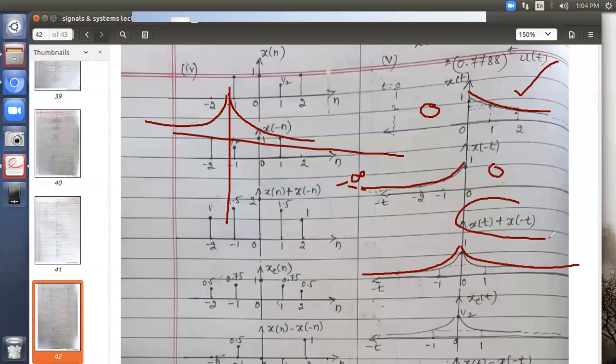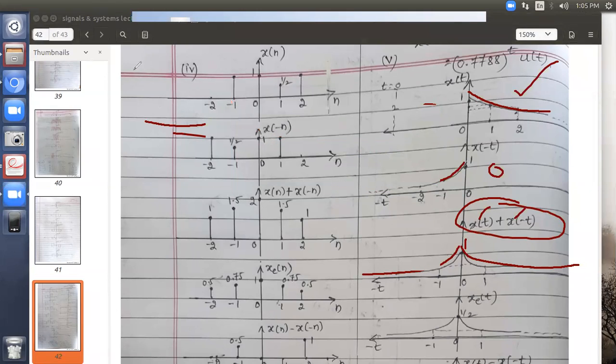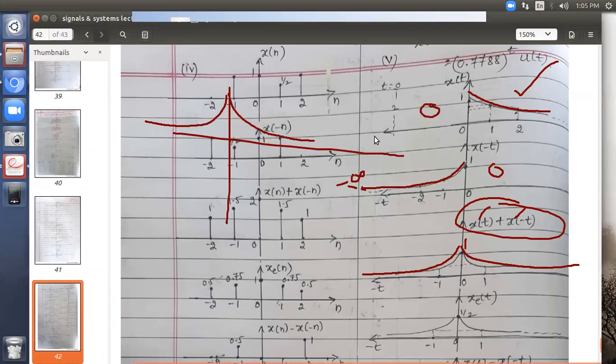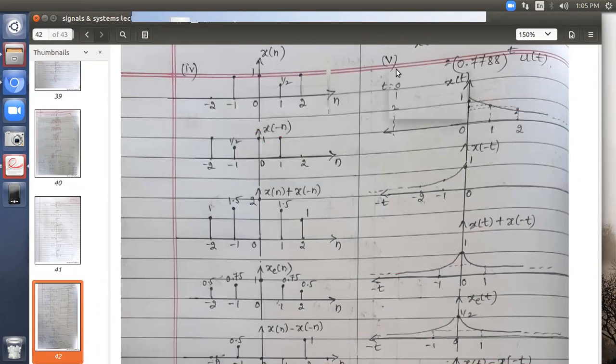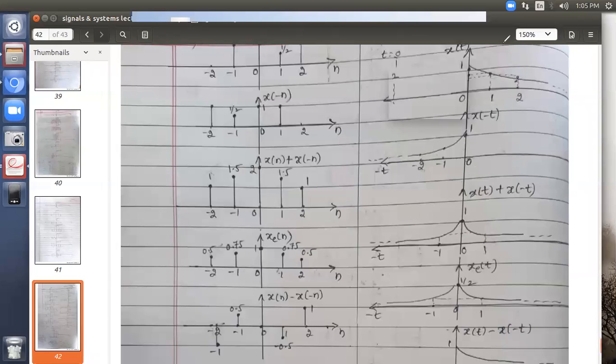This is your addition of original signal and its reflection. The amplitude is 1. Now how to get the even component? Even component can be found by half. You have to divide the amplitude by 2. So this amplitude will become half. That's why comparatively draw a lesser amplitude than this and mark the amplitude as half. This is the addition.